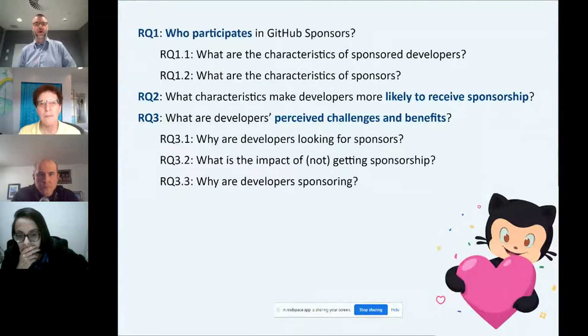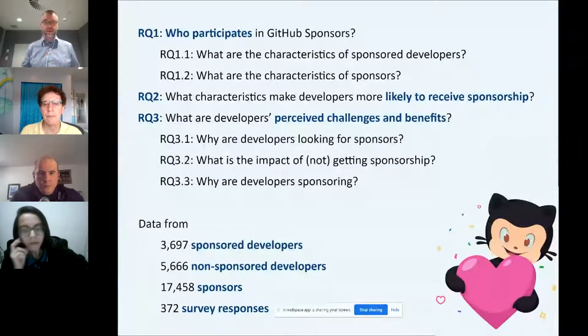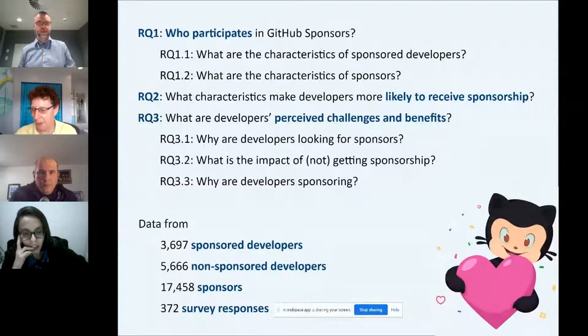We wanted to know who are the participants in GitHub Sponsors, what makes developers likely to receive sponsorship, and what challenges and benefits they perceive that the current way of GitHub Sponsors has. We answered these questions based on data from 3,000 and some sponsored developers, 5,000 non-sponsored developers. So those are people like myself who had enabled the sponsorship feature but have not received anything yet. 17,000 sponsors, people who have given money. And we also sent out a survey and obtained 372 survey responses.